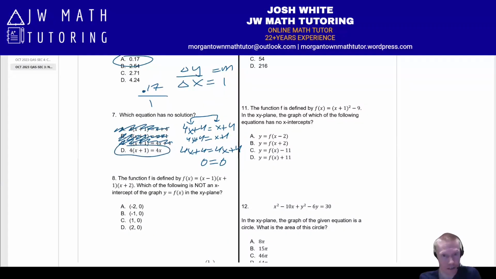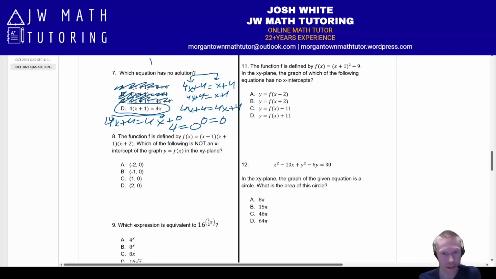It's D, which is 4x plus 4 equals 4x. When you try to solve this out, if you move the 4x over to the right, you get 4 equals 0. That is never true. There's no value of x that you can plug into the equation to make 4 equals 0. Therefore, D is the one that has no solution. Again, same variable terms, 4x, 4x, but different number terms. On the left, it's 4. On the right, it's not written, but it's still there. It's 0.